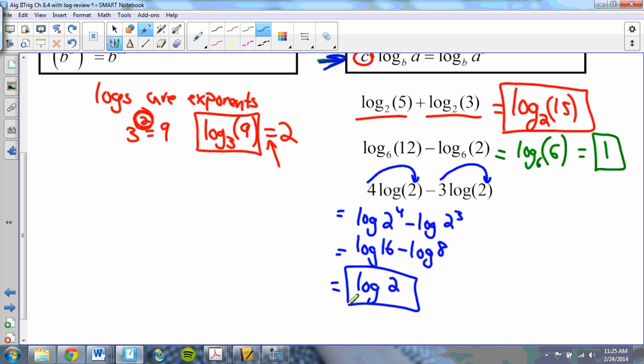Why didn't you write the 10 in? Because 10 is what we're almost always doing with logs. So we assume that there's no base written, it's base 10. Your calculator has a log button, it's doing log base 10.